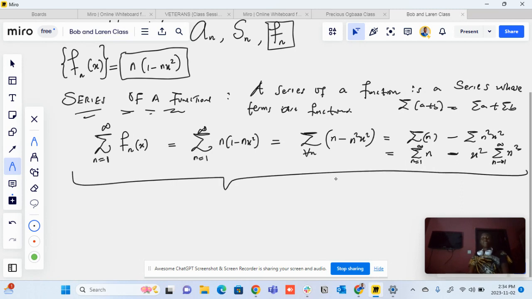After this, we need to consider what we call the pointwise convergence. When do we say that a function is said to be pointwise convergent? I think that will be the next thing I'm going to explain in the next video.